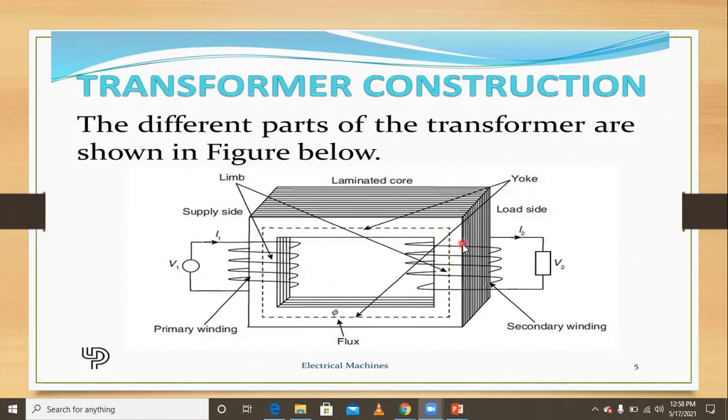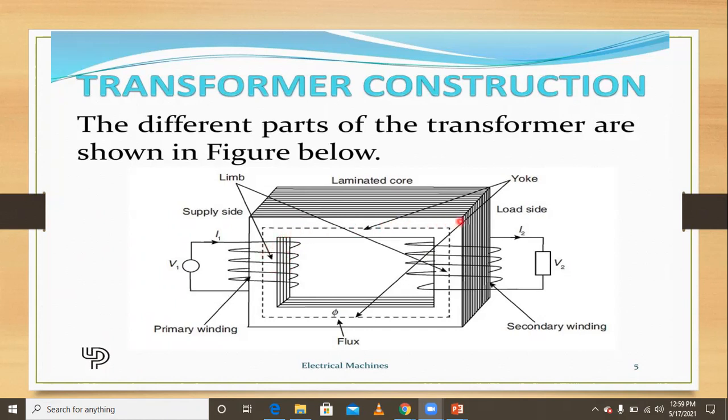This is the inside of the transformer. I'm not explaining the outside of the transformer here. In this slide, I'm explaining the inside of the transformer. The main part of the transformer is called the core. The transformer core plays a major role, and the winding also plays a major role in the transformer.